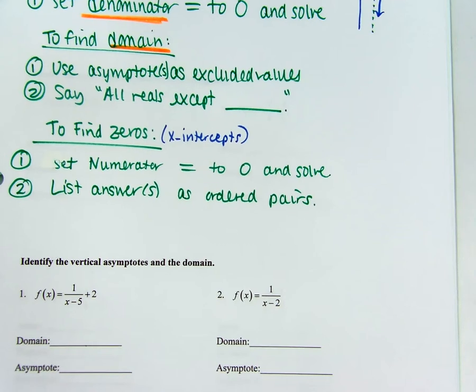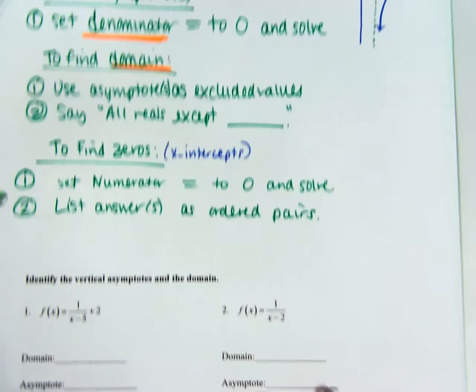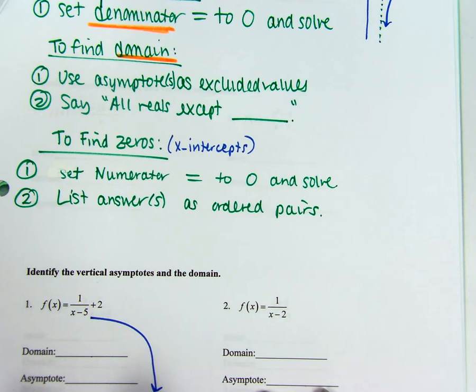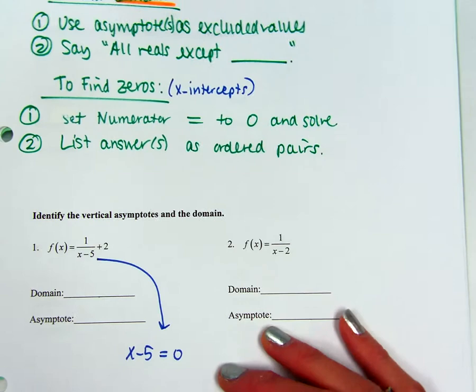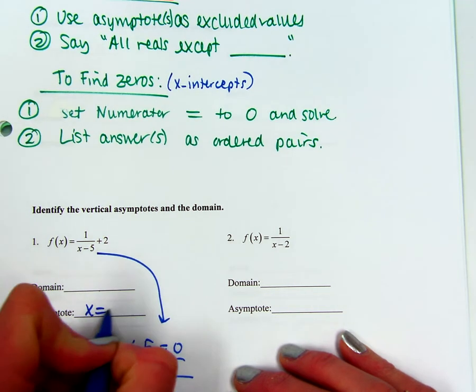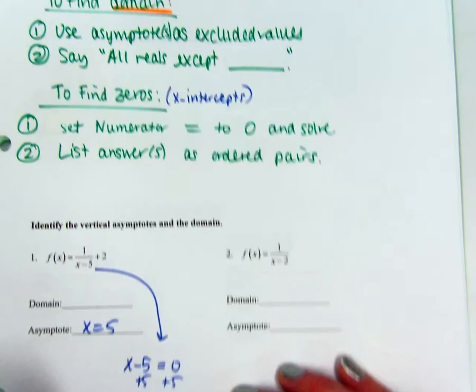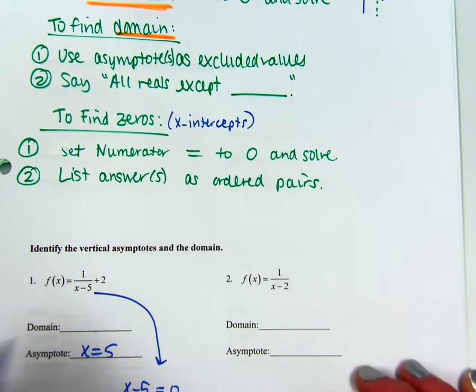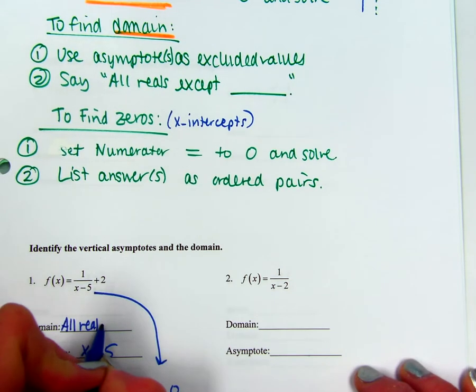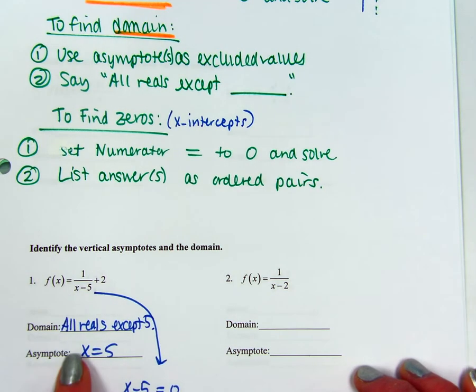Problem number 1 says identify vertical asymptotes and the domain. So we're actually going to start with the asymptote. The asymptote says set the denominator equal to 0. The denominator says x minus 5, so set it equal to 0 and solve for x. You get x equals 5. That's your vertical asymptote. We find this first, then we answer the next question. To find the domain, you use that asymptote answer as your excluded value. So we say all real numbers, or all reals, except 5. Hopefully you get this answer right, because it will affect the domain answer.